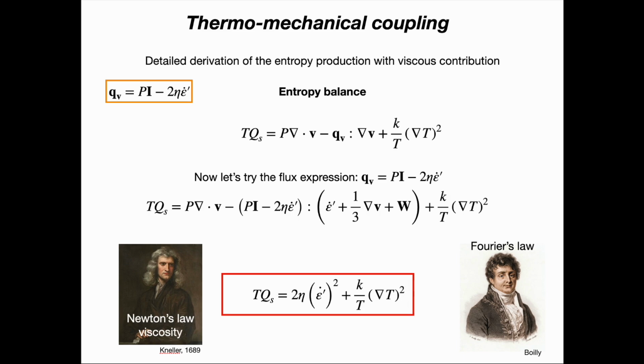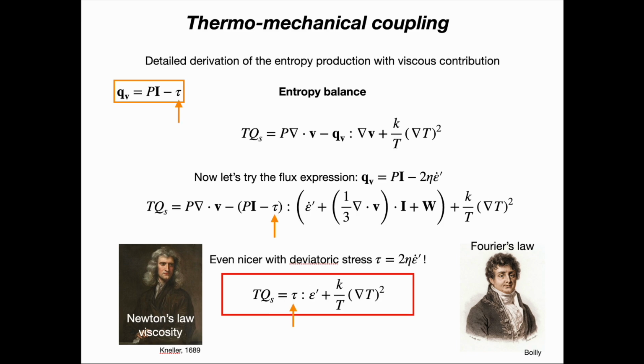The last step to be done is to use the definition of the deviatoric strain rate. This is tau equals 2 eta times epsilon dot prime. So we can substitute it here, we can substitute it there, and what we will be left with as a contribution in the entropy production is the double contraction of tau times epsilon dot prime.